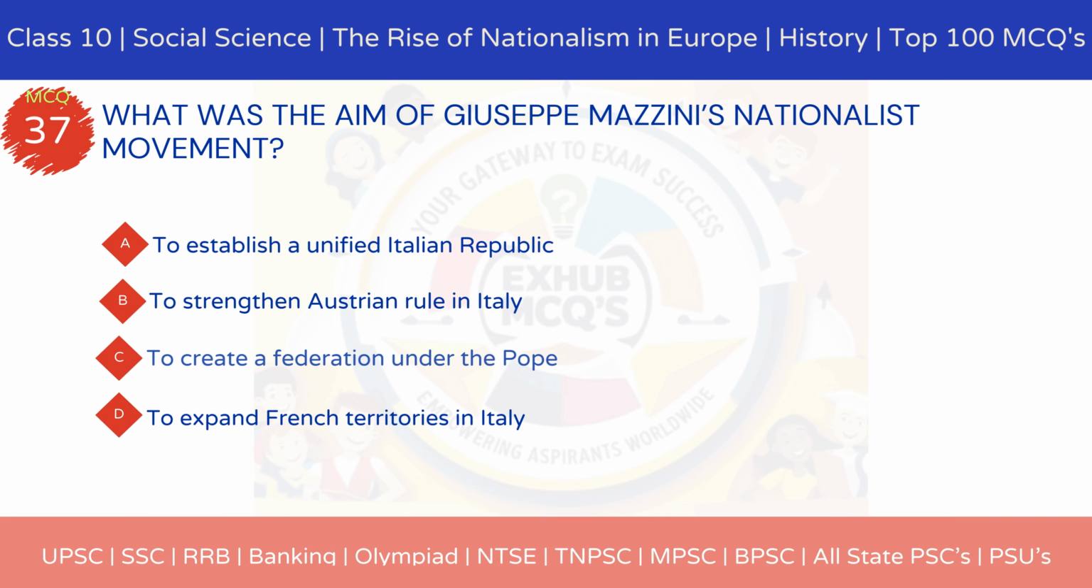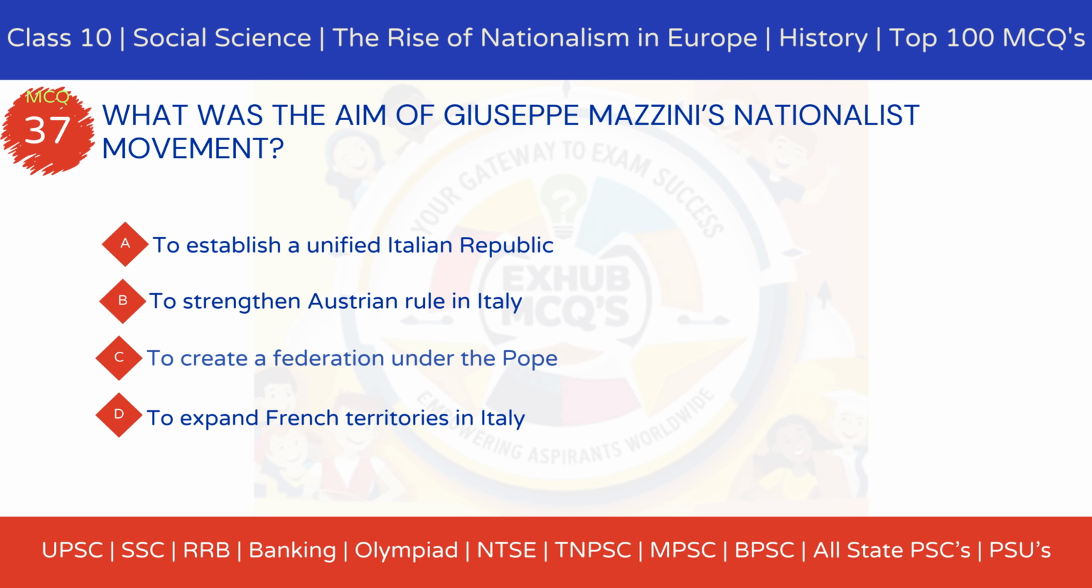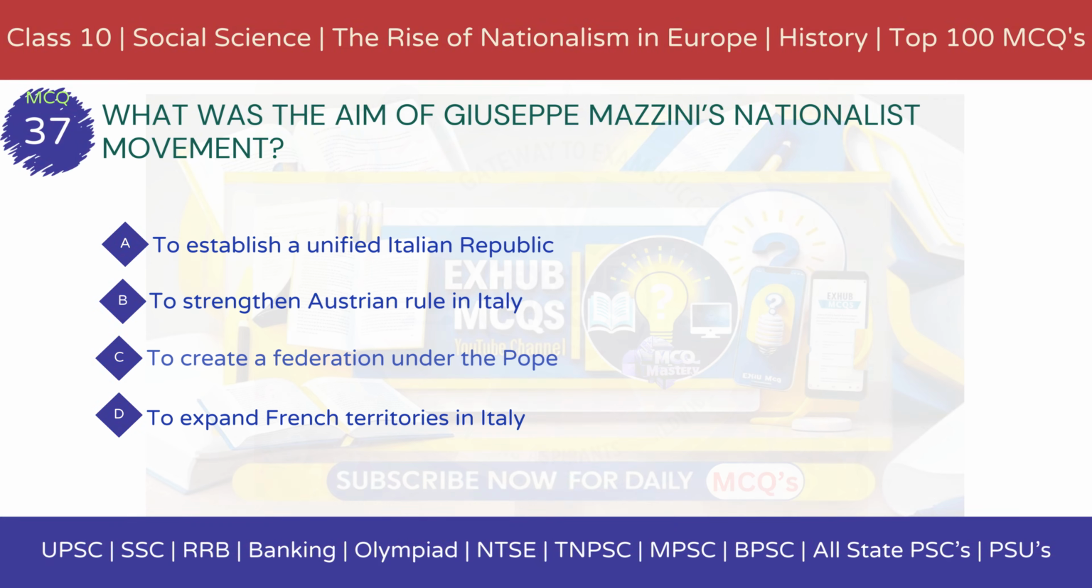MCQ 37. What was the aim of Giuseppe Mazzini's nationalist movement? Option A, to establish a unified Italian republic. Option B, to strengthen Austrian rule in Italy. Option C, to create a federation under the Pope. Option D, to expand French territories in Italy.